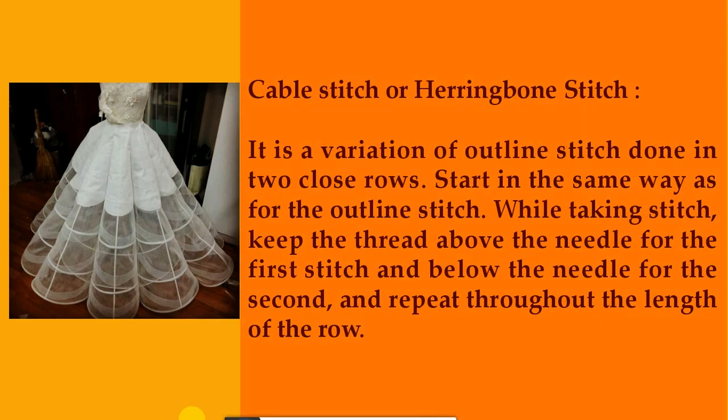Cable stitch or herringbone stitch. It is a variation of outline stitch done in 2 close rows. Start in the same way as for the outline stitch. While taking stitch, keep the thread above the needle for the first stitch and below the needle for the second, and repeat throughout the length of the row.